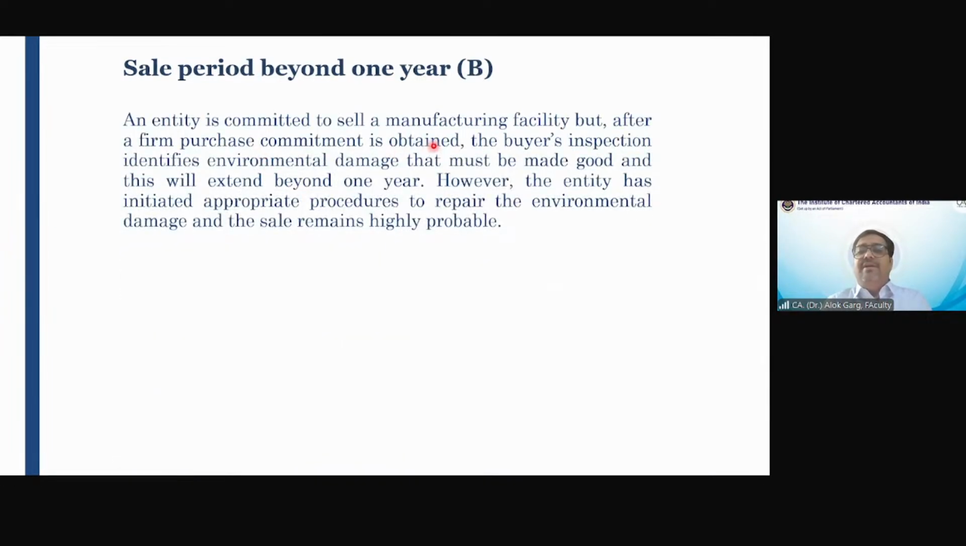Another example, an entity is committed to sell a factory, but after a firm purchase commitment is obtained, the buyer's inspection identifies environmental damage that must be made good, and this will extend beyond 1 year. However, the entity has initiated appropriate procedure to repair the environmental damage and the sale remains highly probable. As the sale is highly probable, it can be classified as held for sale.